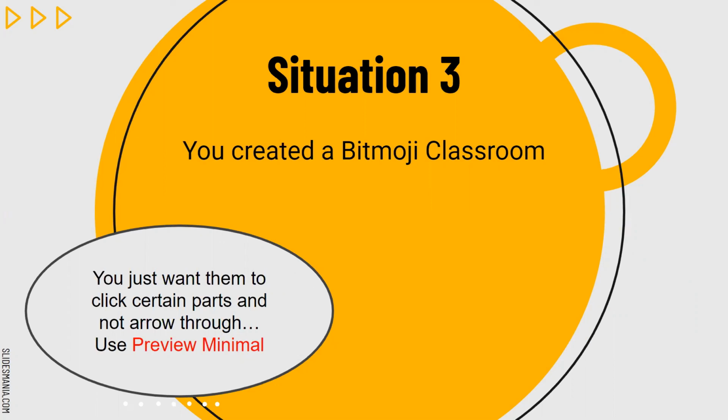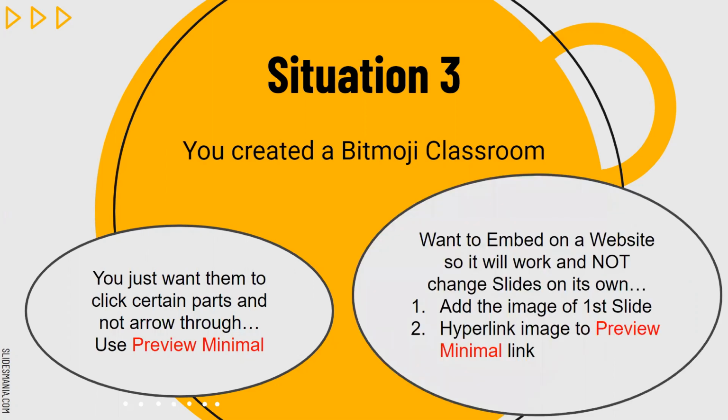Now, if you want to embed it on your website so that it'll work for them, and not change the slides on its own like the embed code or publish to web does, what I suggest is to add the image of the first slide. And then you hyperlink the image with preview minimal. So when they click on the image, it opens up the slides in that preview minimal mode. That's what I usually do.